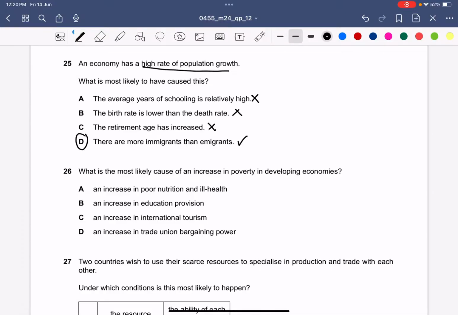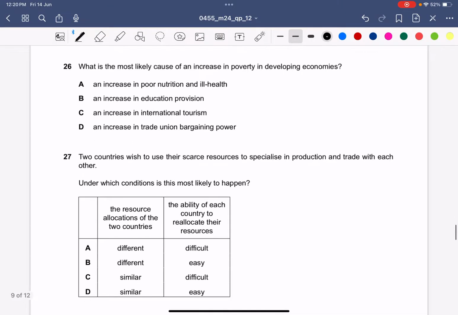This is correct. What is the most likely cause of an increase in poverty in developing economies? A. This is correct. Because when a person doesn't have enough food to eat and has poor health, this makes them unfit to work. When they can't work, they don't have an income, this will increase poverty.